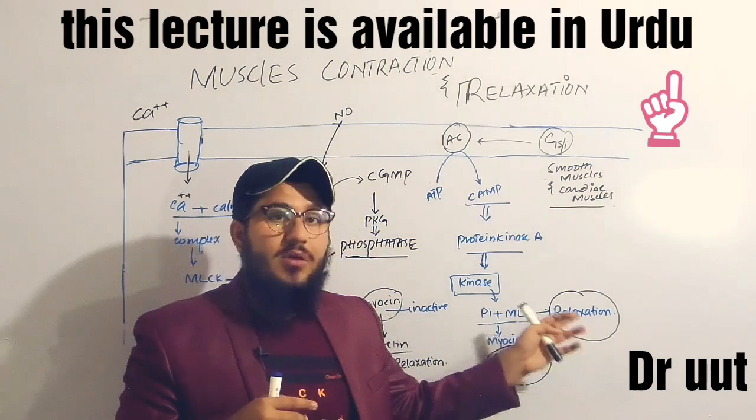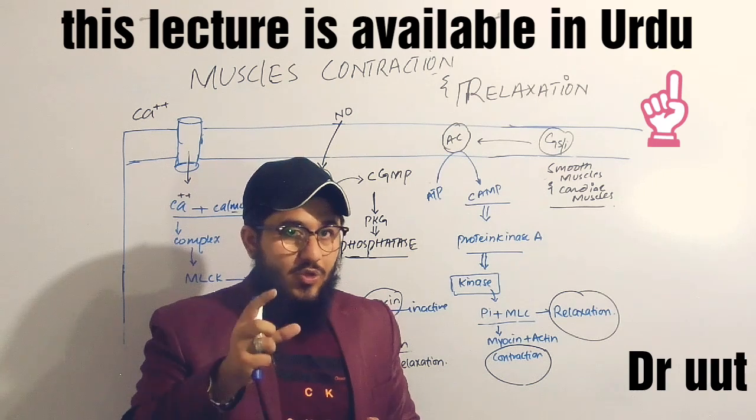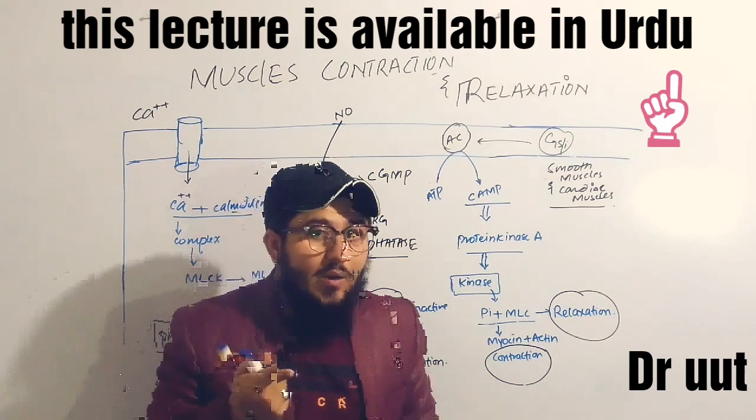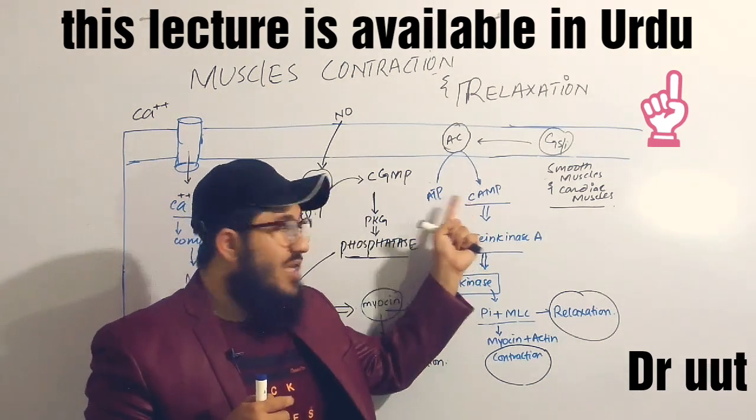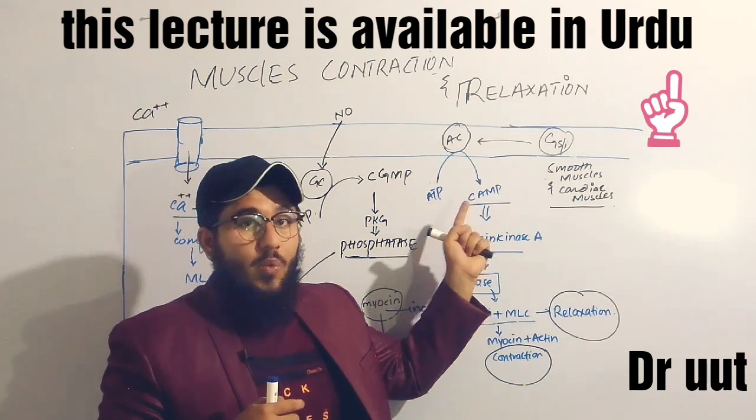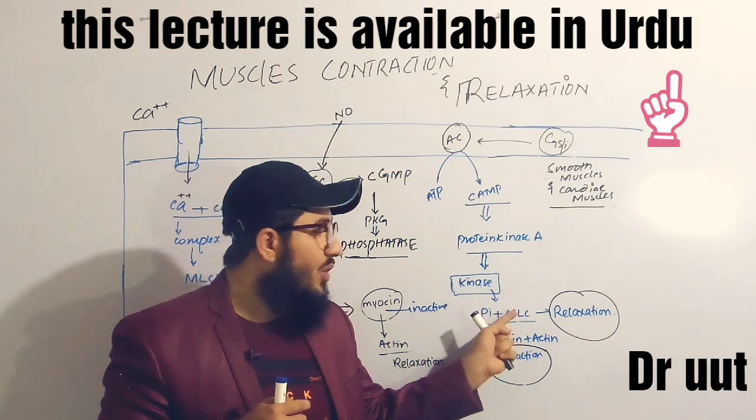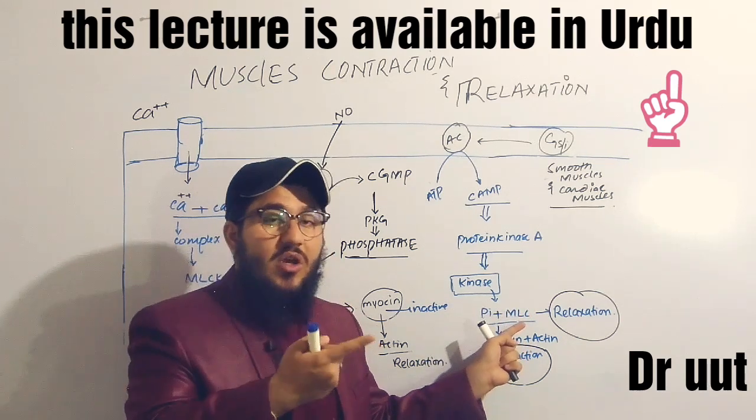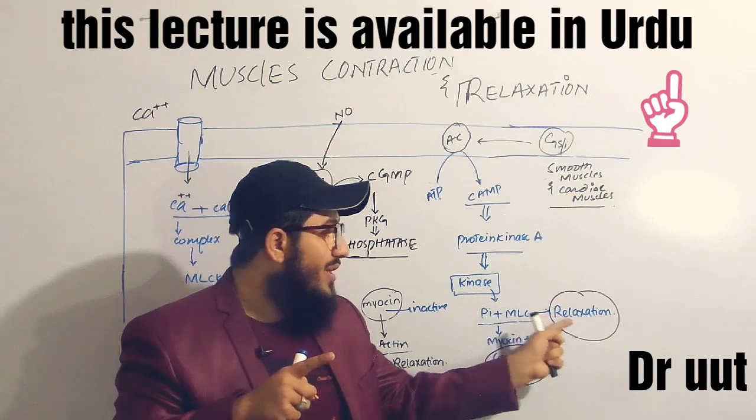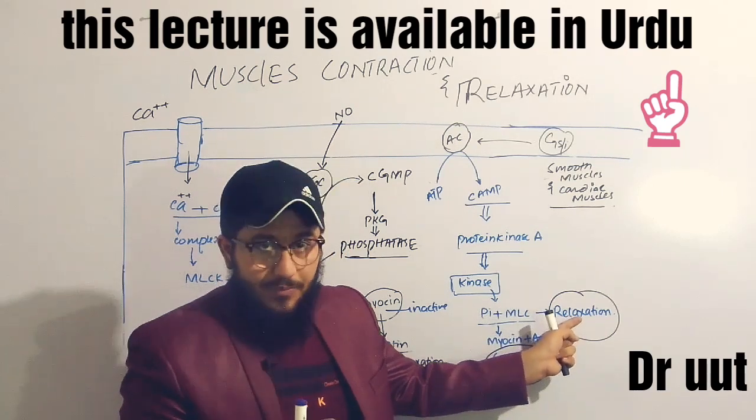So like this, what will happen? Relaxation will happen. So in smooth muscles, what is going to happen now? In smooth muscles, increased cyclic AMP will cause the phosphorylation of myosin light chain, and this will cause the inactivation of the myosin. So you can say relaxation will happen.